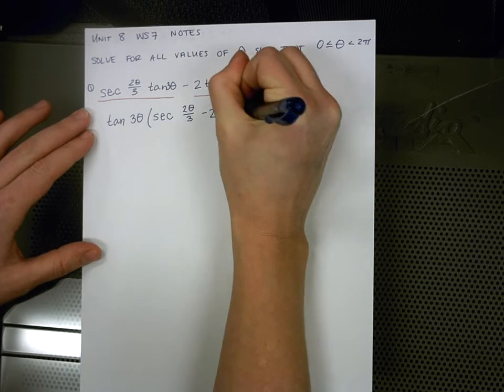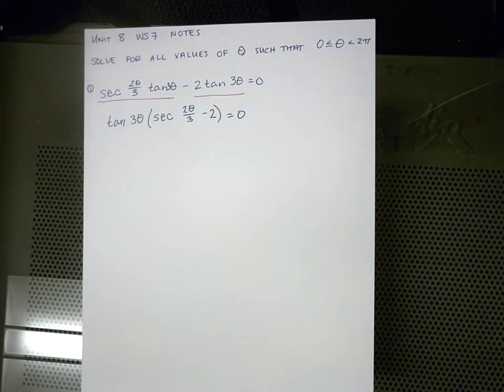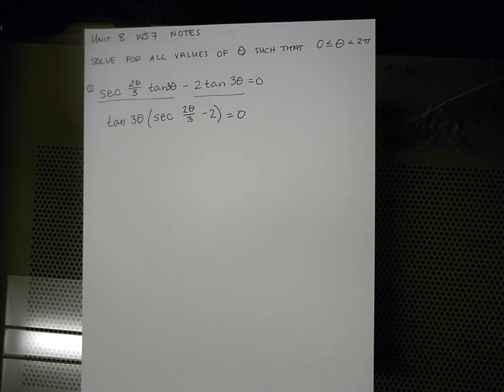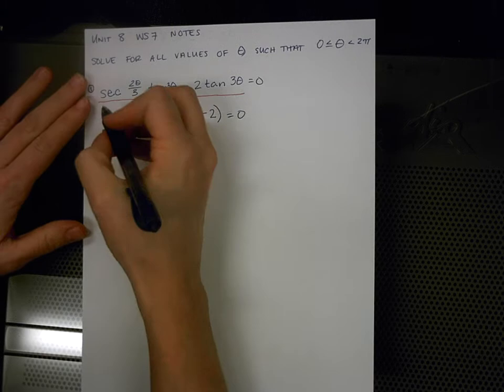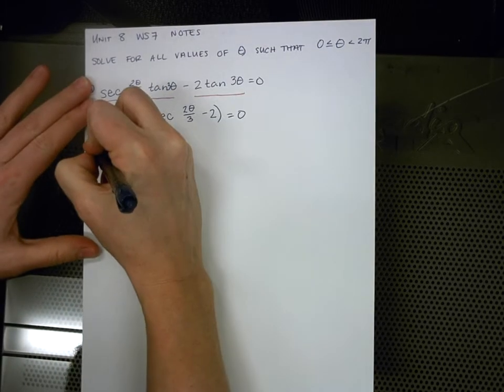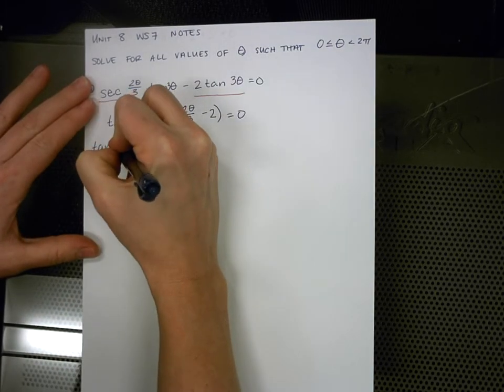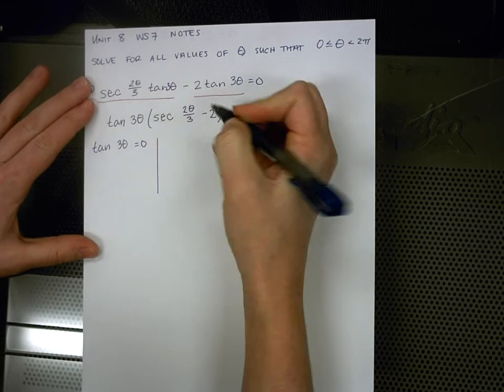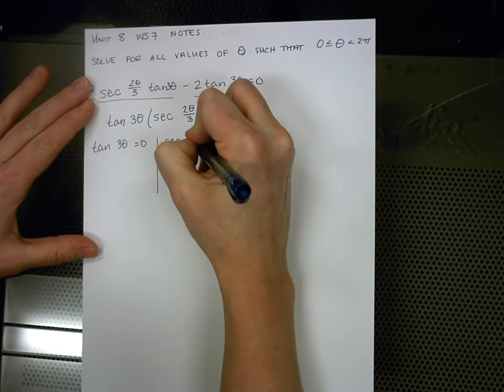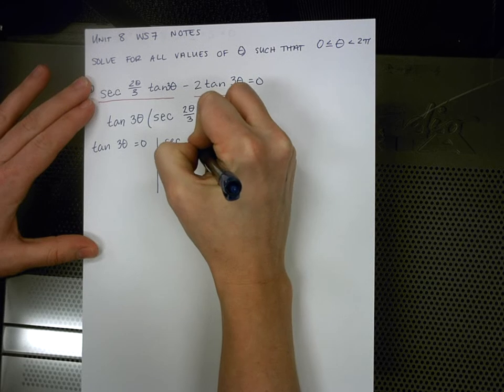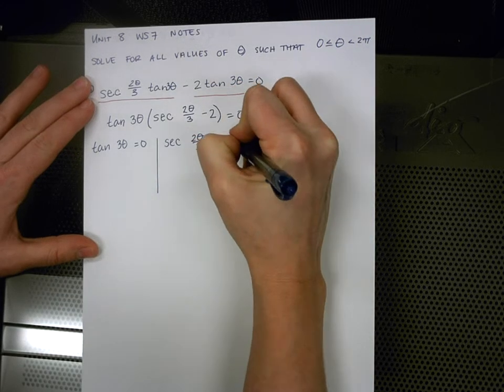All right, now because I have 2 factors that are being multiplied together, I can use my zero product property. In other words, I can set both of them equal to 0. So I have tangent of 3 theta equals 0, and I have secant of 2 theta over 3 minus 2 equals 0.